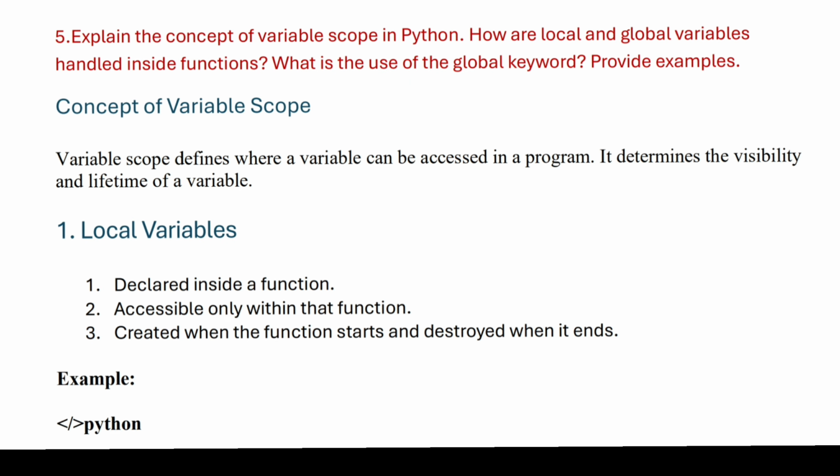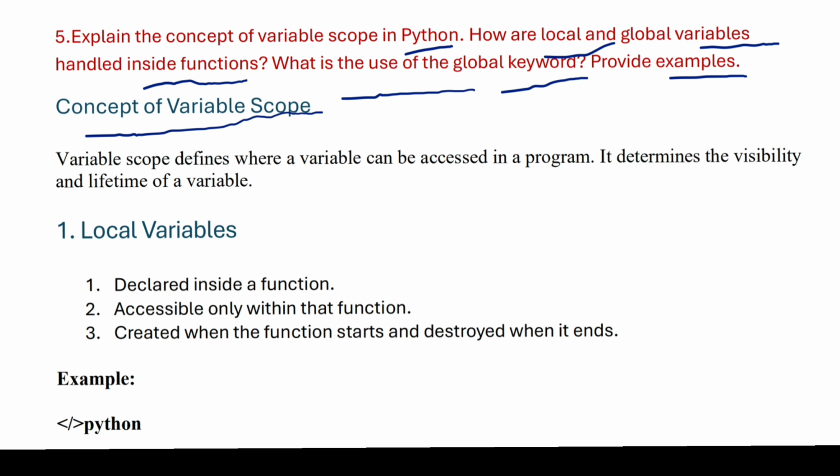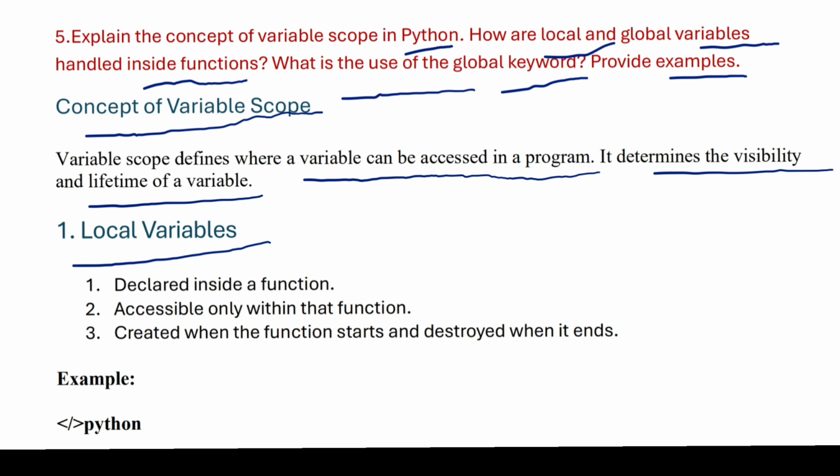The next question: explain the concept of variable scope in Python, how local and global variables are handled inside a function, what is the use of the global keyword, and provide examples. We should know the concept of variable scope. Variable scope determines the visibility and lifetime of a variable in the program. So what is a local variable, and how does it affect the program?